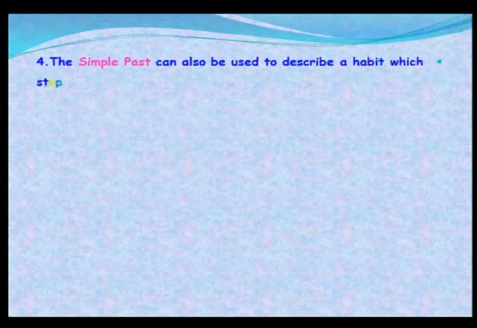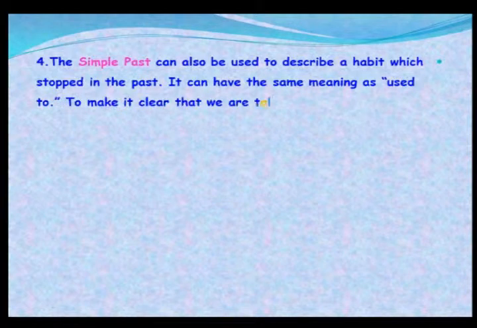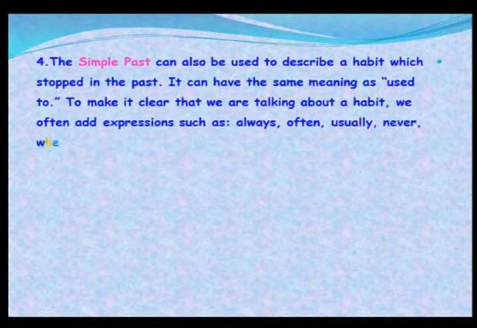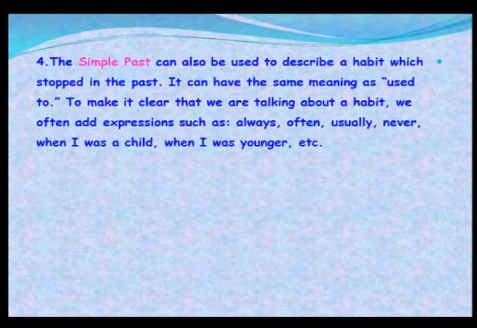Number 4. The simple past can also be used to describe a habit which stopped in the past. It can have the same meaning as used to. To make it clear that we are talking about a habit, we often add expressions such as always, often, usually, never, when I was a child, when I was younger, etc.